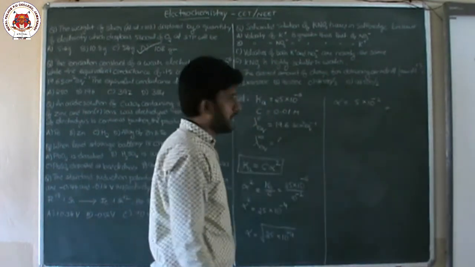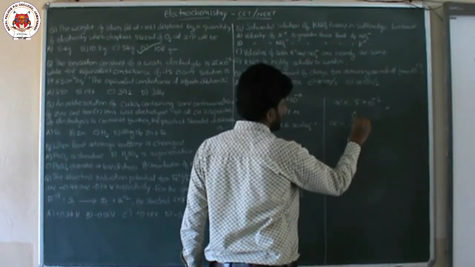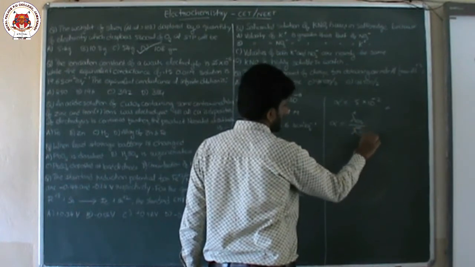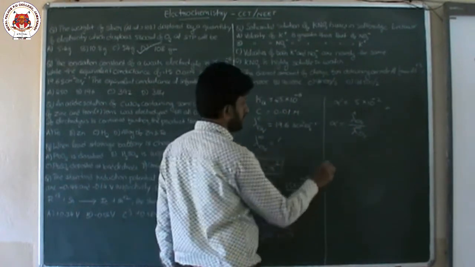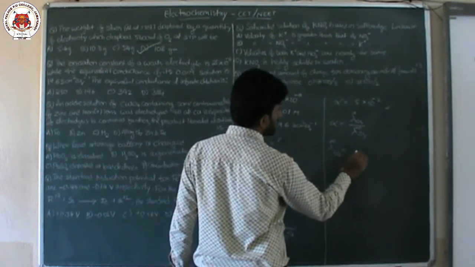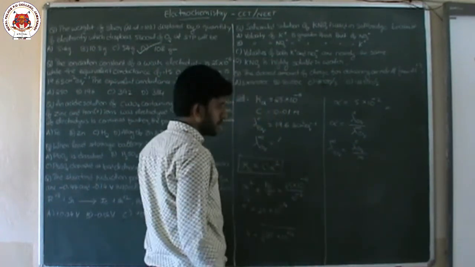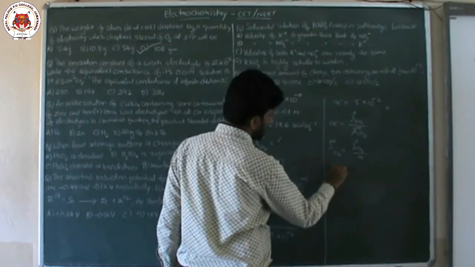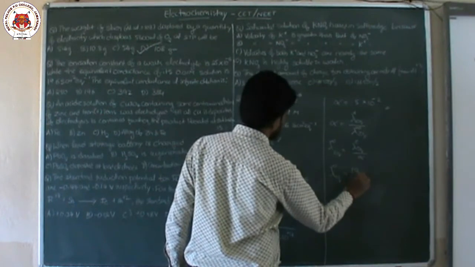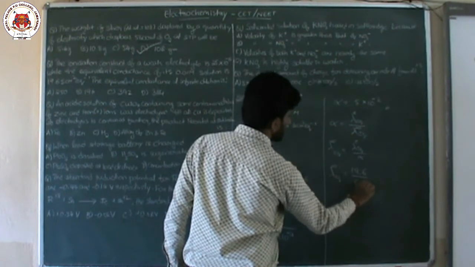Now, what is the formula we have? Alpha is equal to lambda C equivalent by lambda infinity equivalent. We need to calculate lambda infinity. From this, lambda infinity equivalent must be equal to lambda C equivalent by alpha. In the question, lambda C equivalent is given as 19.6, divided by 5 into 10 raised to minus 2.